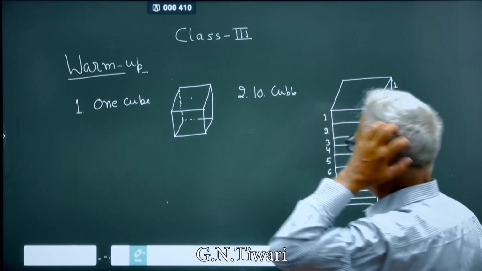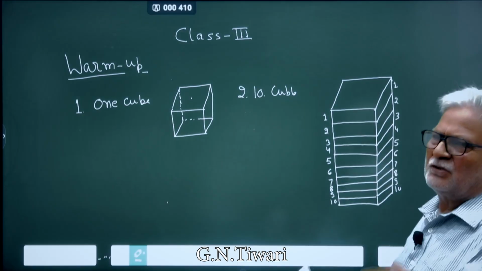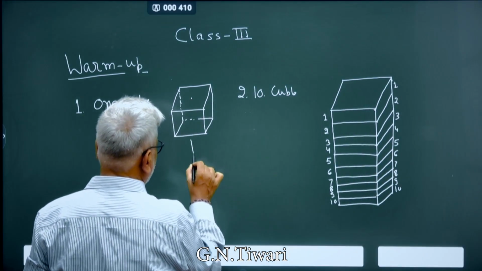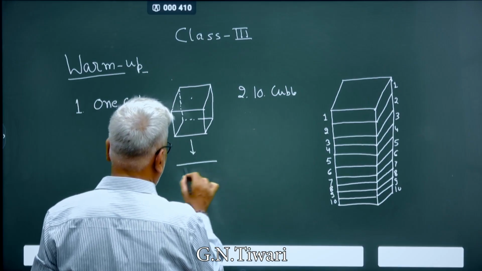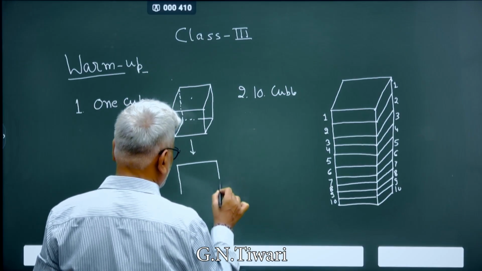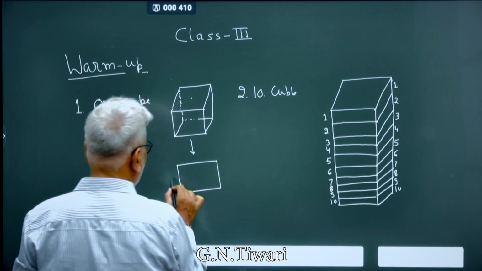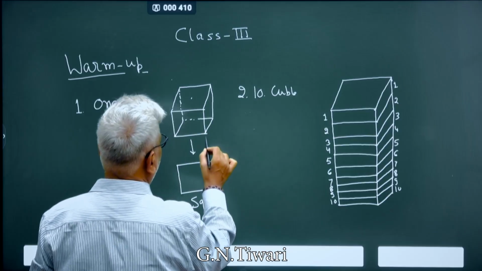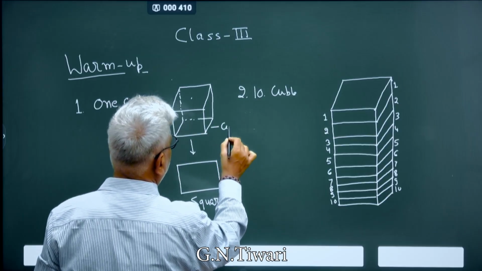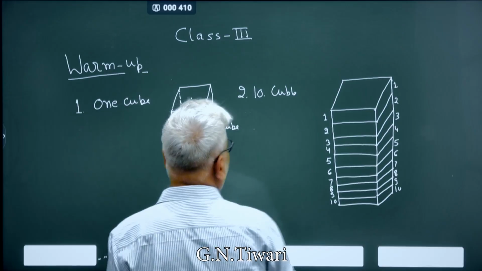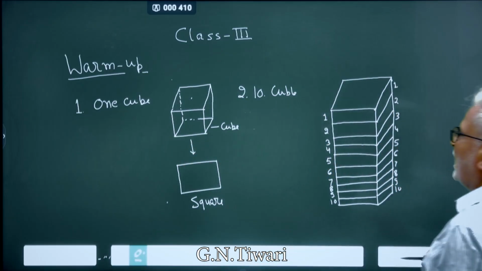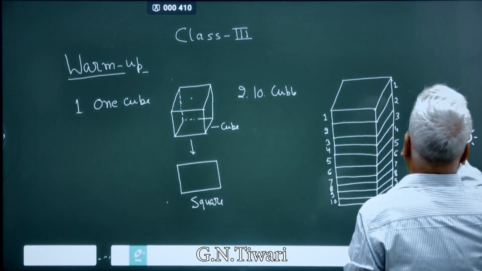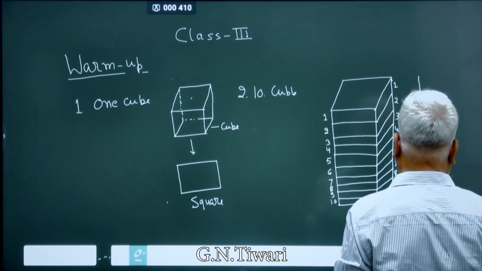But for the students, suppose they got confused, they are not making it. So you can ask them to make a square. This is a square. This is a cube. And this is 10 cube. But suppose for them it is also difficult. Don't worry. You ask them to write like this.